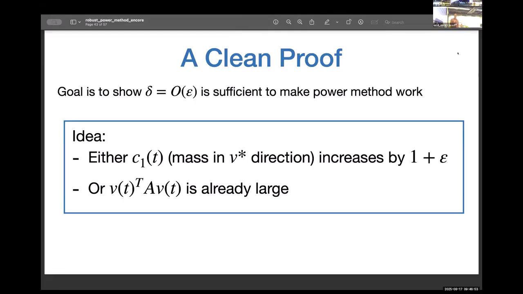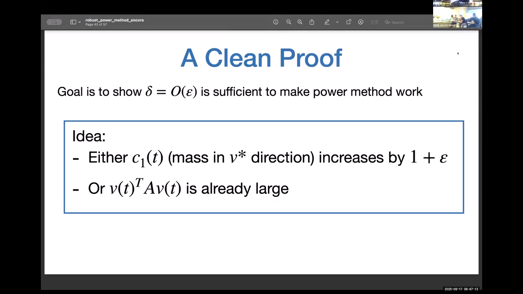Previously, what the power method did was that at every step, the mass in the first direction would increase by a multiplicative factor. That's essentially what the power method was doing. Now we're going to add another condition: either this happens, or we're already at a good answer. That's the only change.